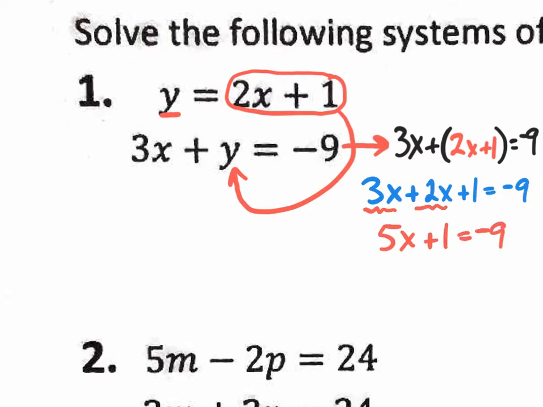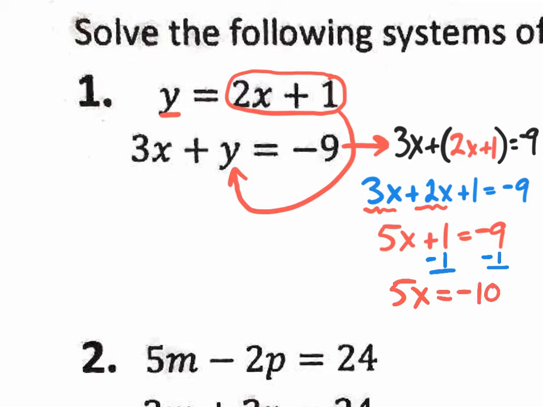And then let's solve this thing by getting x by itself. So of course, you want to get rid of the 1 first and then get rid of the multiplication of 5. So let's get rid of that 1 by subtracting 1, subtracting 1. We're going to have a new equation that reads 5x equals -10.